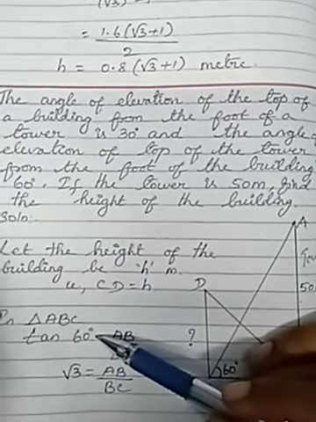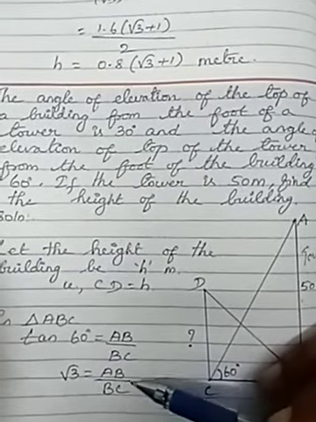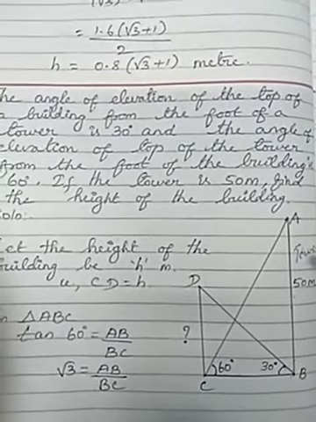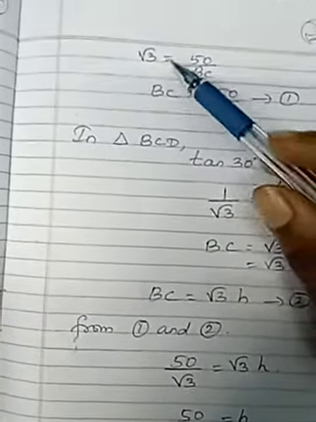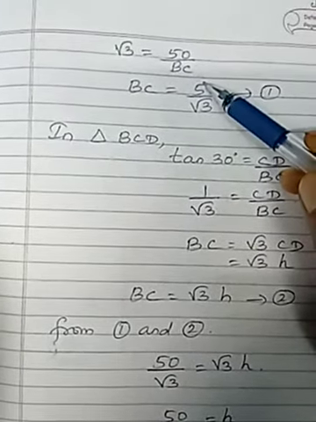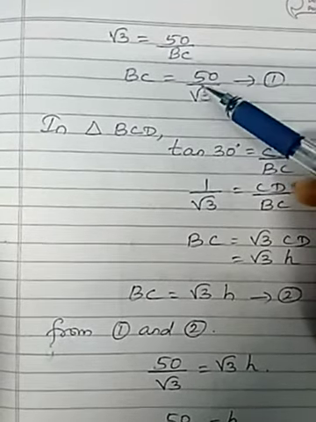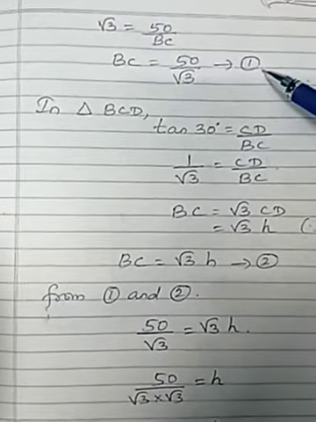What is tan 60 degrees? It is root 3. So root 3 is equal to AB by BC. Here we know the value of AB. What is the value of AB? It is 50. So we are going to substitute it. On substituting it, we get root 3 is equal to 50 by BC. So on cross multiplication, we get BC is equal to 50 divided by root 3. Name this as equation number 1.